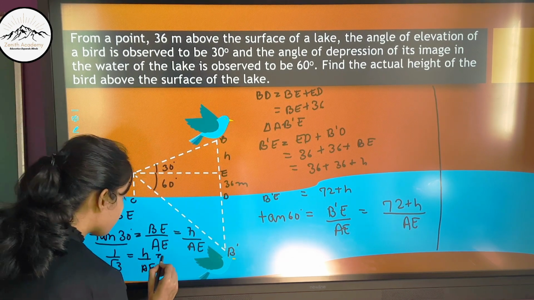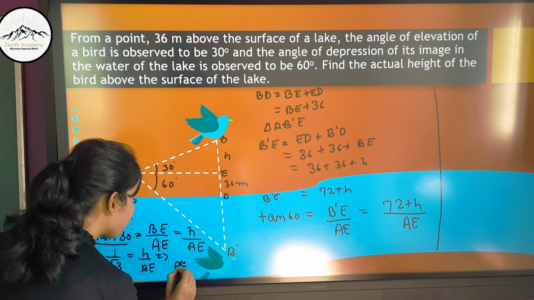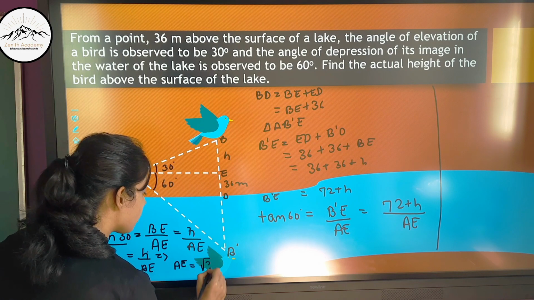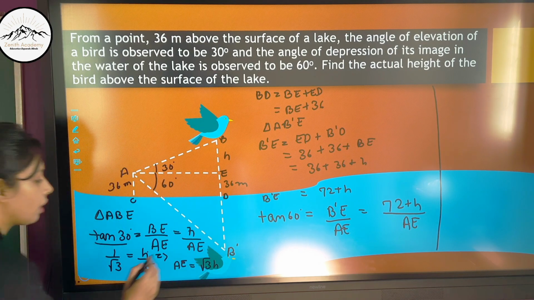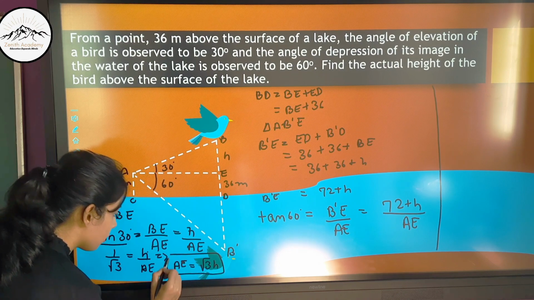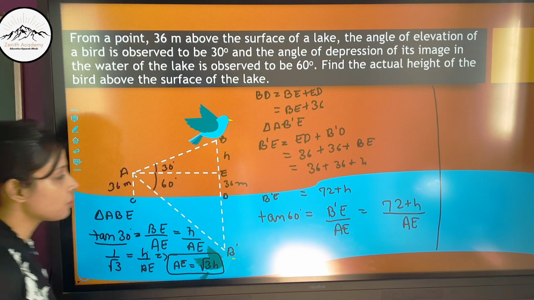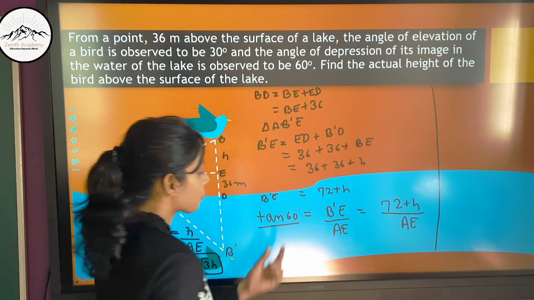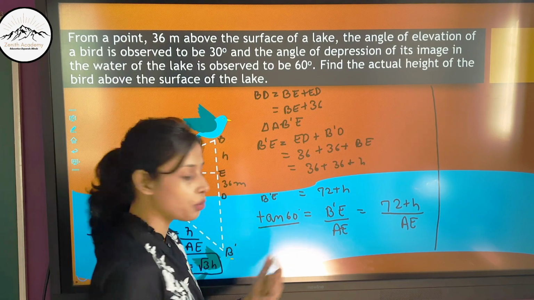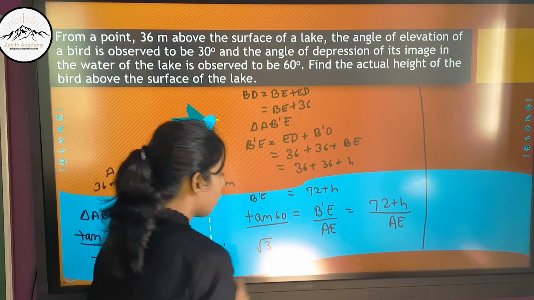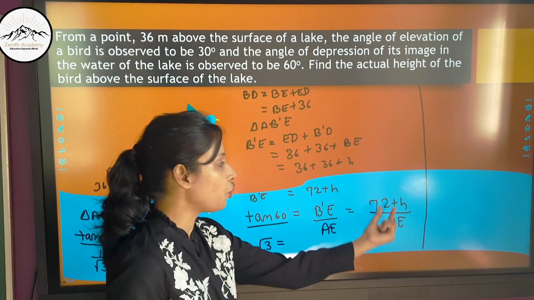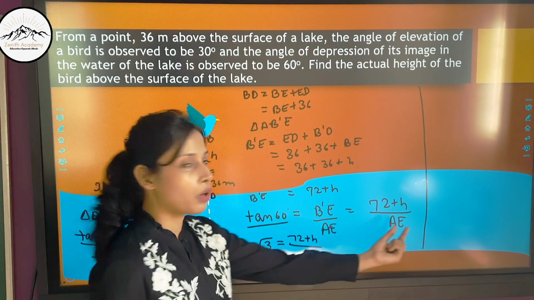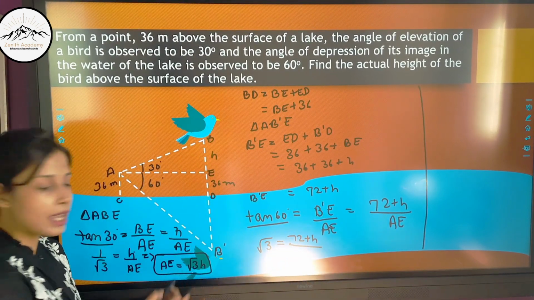So this implies AE is equal to what? We'll cross multiply: root 3H. AE is equal to root 3H. This we found out here. Now we can use it here. So let's put the values. What is tan 60 degrees? Tan 60 degrees is equal to root 3. Root 3 is equal to 72 plus H upon what is AE? AE we found out as root 3H.